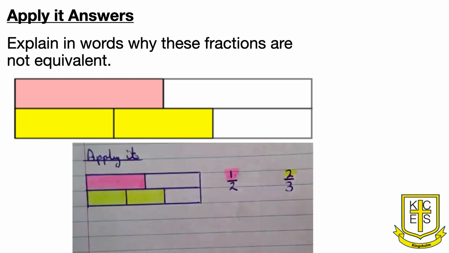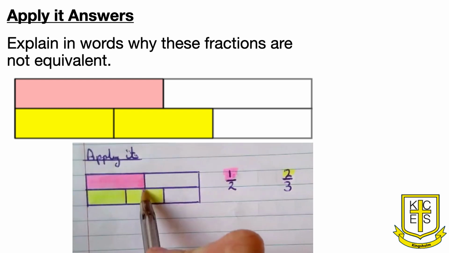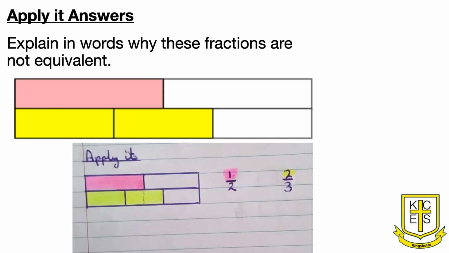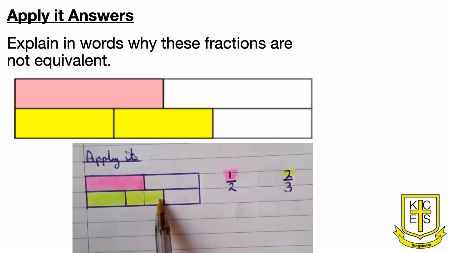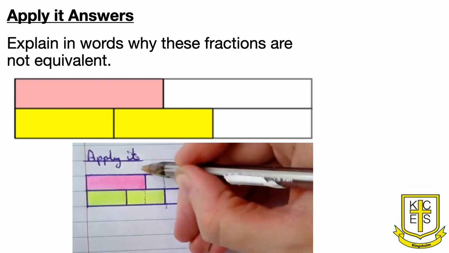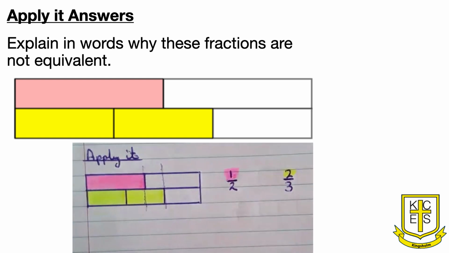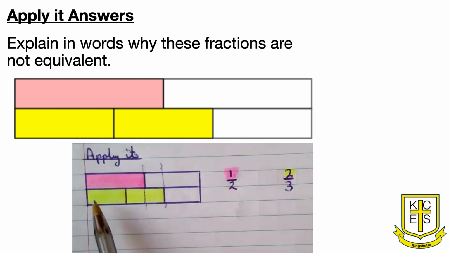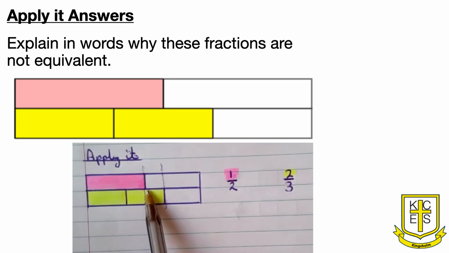Now you can see that it doesn't take up the same amount of space in a bar. 2/3, the bottom one, the yellow one, takes up more space in the bar than 1/2. 1/2 takes up to there, whereas 2/3 goes all the way up to there. So they're not equal because they don't take the same amount of space of the bar. They're not the same distance. They're not the same length. They're not the same amount.